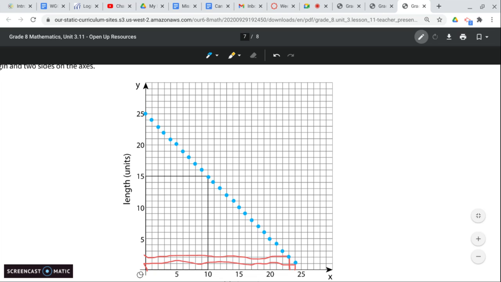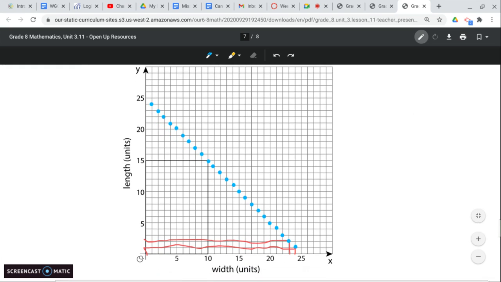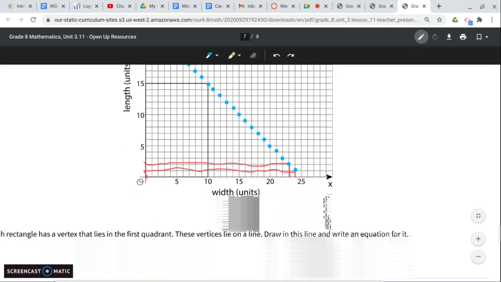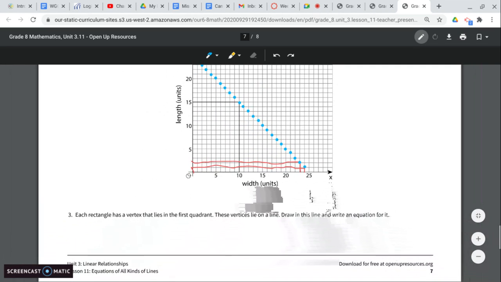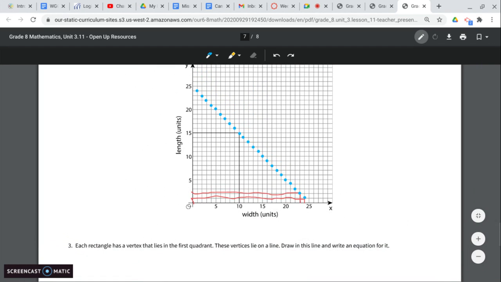Now, obviously we know we can't really have this topmost point because we can't have 25 and 0 because we need two sides. But notice, what did we just make? We made a line. So each rectangle has a vertex that lies in the first quadrant. These vertices lie on a line. Draw this line and write an equation for it.